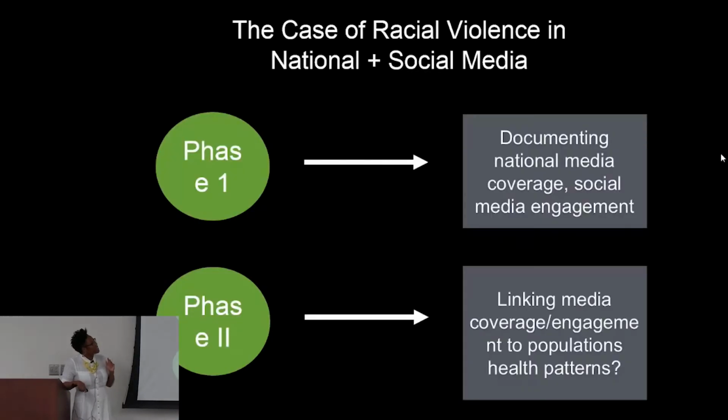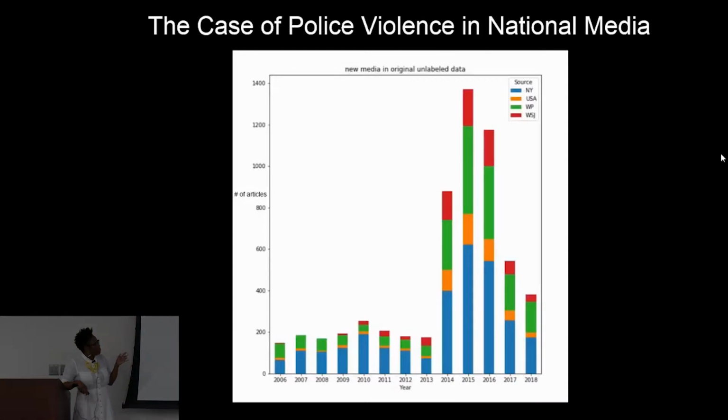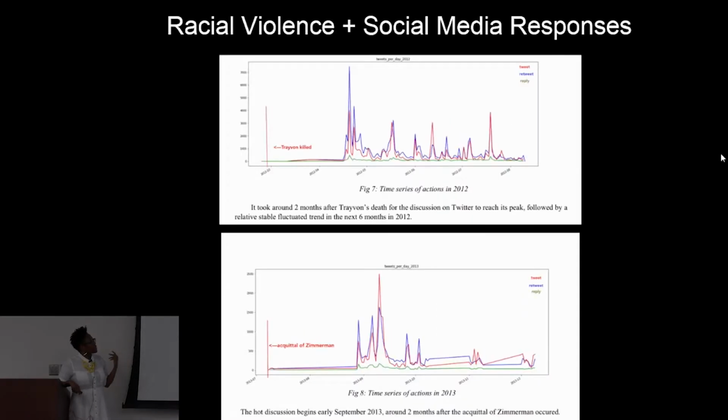So we ended up narrowing this down to focus specifically on racial violence in the national media and social media, specifically around police violence. We've started creating this massive data set of national coverage of police violence from 2006 to 2018. This is the pattern of frequency that's changed in that 12-year period. We've also started thinking about using Twitter data, so we're documenting how people are engaging around particular deaths that have been prominent in the media. This is data from Trayvon Martin, so we're trying to figure out where these spikes are happening.